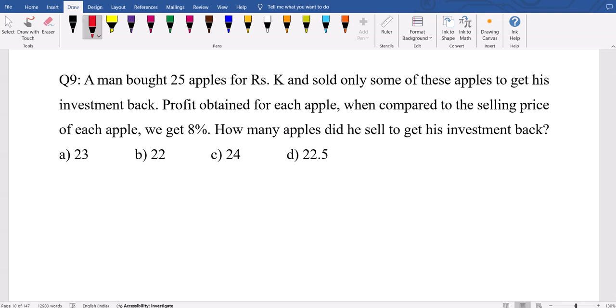Now here, a man bought 25 apples for rupees K and sold only some of these apples to get his investment back. Profit obtained for each apple compared to the selling price of each apple is 8%. How many apples did he sell to get his investment back? See, it's simple. Selling price is equal to 108% of cost price because of the 8% profit. Right. Here, okay, 108% means 108 divided by 100.